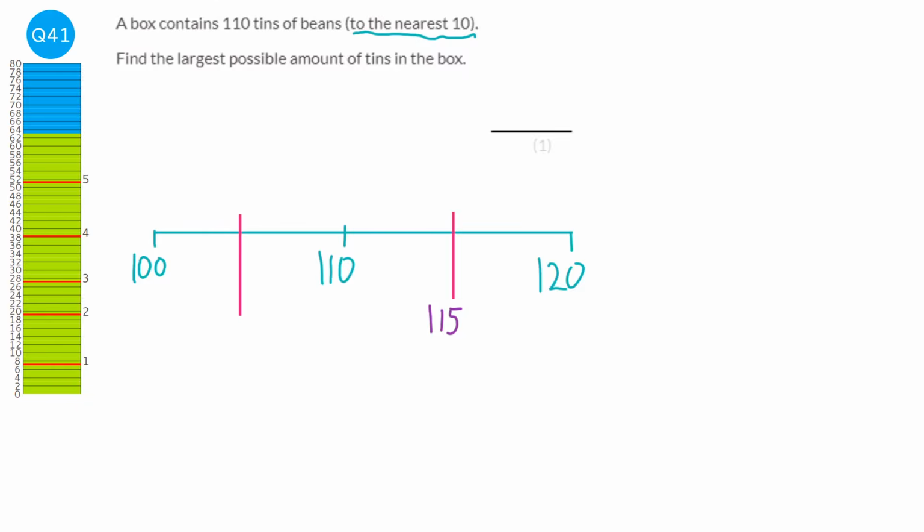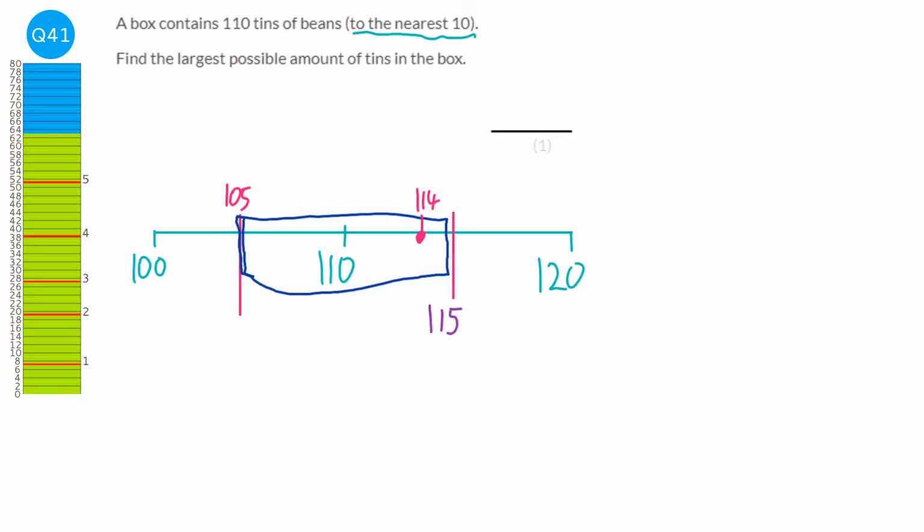So we need to find the biggest number in this part here. This part here includes this line actually, so it includes this line. All the numbers that would have rounded to 110 would have been 105, 106, 107, 108, 109, 110, 111, 112, 113, 114, which would be here.